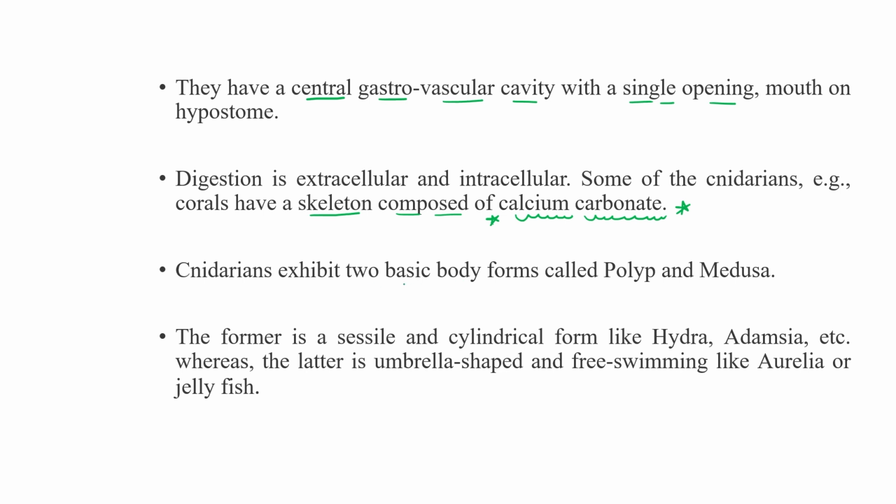They exhibit two basic life forms. One is polyp, another one is medusa. The polyp is a sessile and cylindrical form, found in Hydra, Adamsia. The medusa is an umbrella shaped structure, and it is free swimming. This type of life form is found in jellyfish. Sometimes a question is asked about which life form is present in which animal, so we have to remember this.